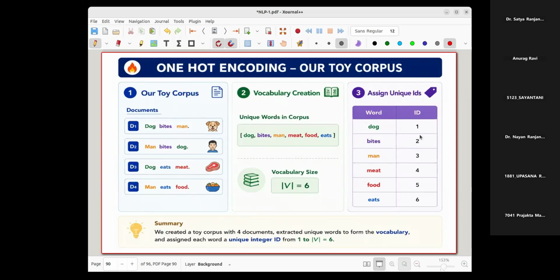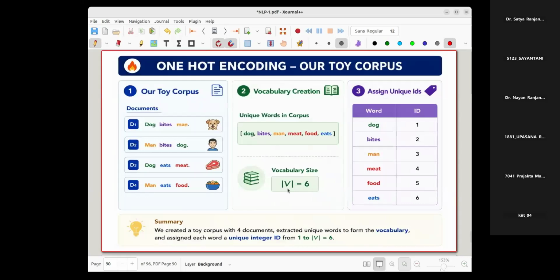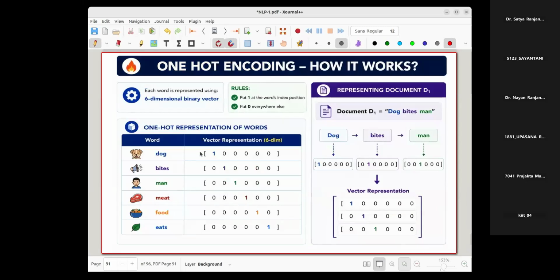Now the next step, how it will work. Every word will be converted to a vector. What will be the size of the vector? The size of the vector depends on the size of the vocabulary. Here my vocabulary size is 6, so every word will be converted to a 6-unit vector, meaning the vector length for every word will be 6. So we have to create a 6-element vector. The rule is very simple: put 1 at the word's index position and 0 everywhere else.